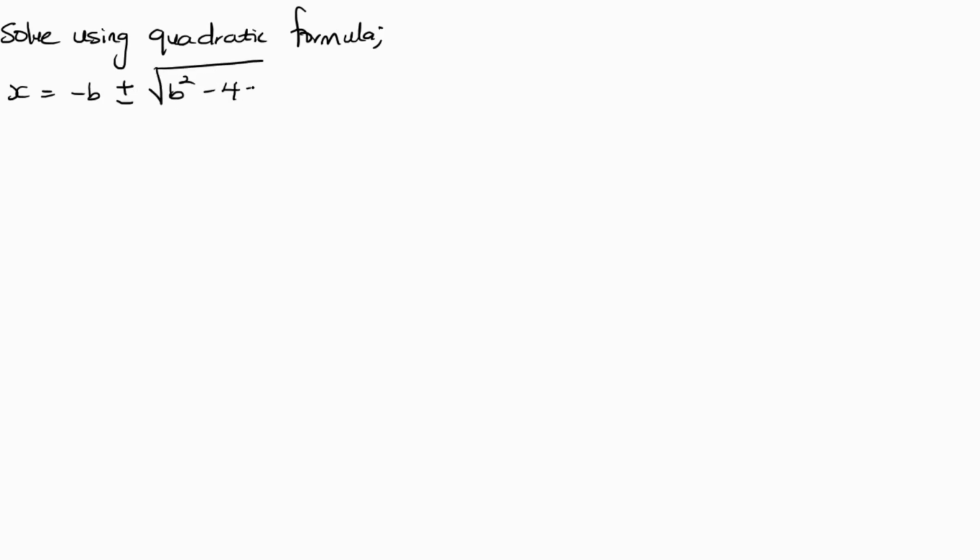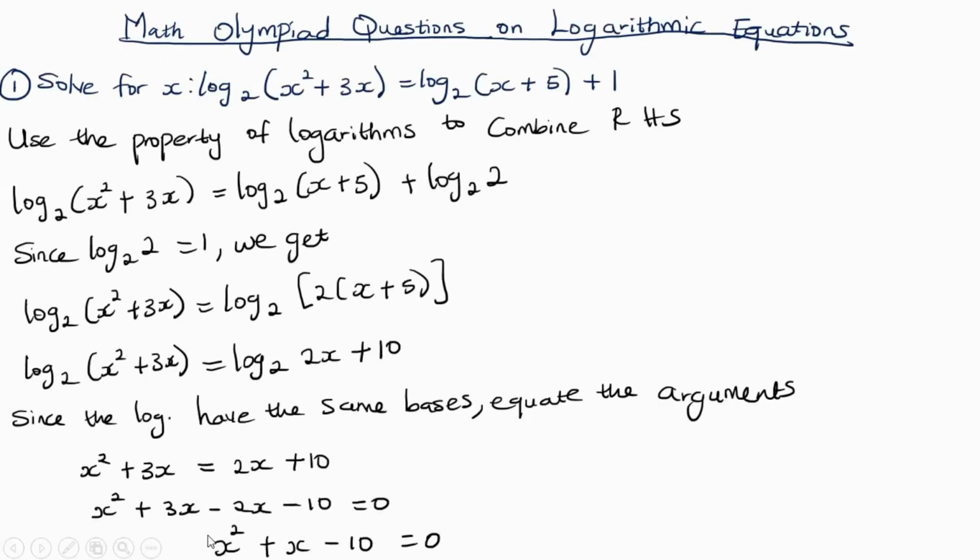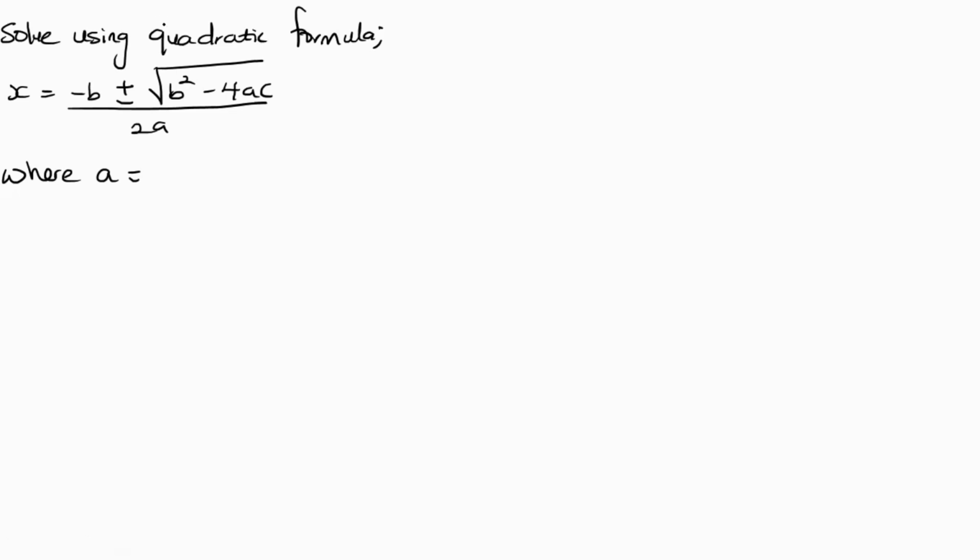So we solve using the quadratic formula. We're going to solve by making use of the quadratic formula, and the quadratic formula states that x is equal to minus b plus or minus the root of b squared minus 4ac, over 2a. So from our equation, a is equal to 1, b is equal to 1, and c is equal to minus 10.